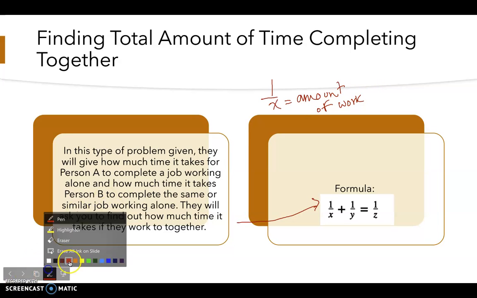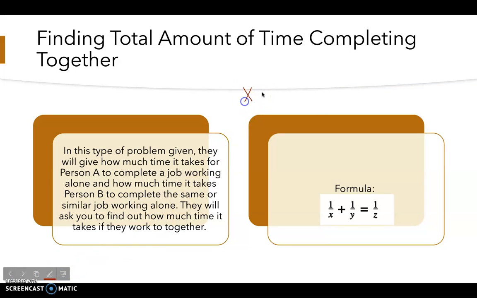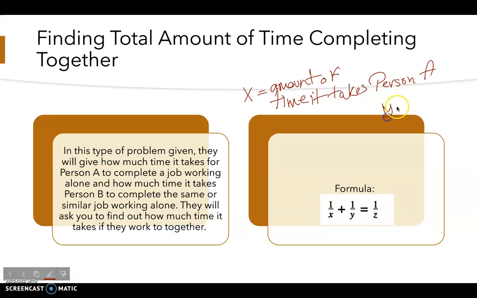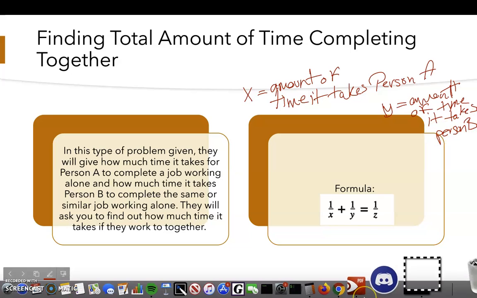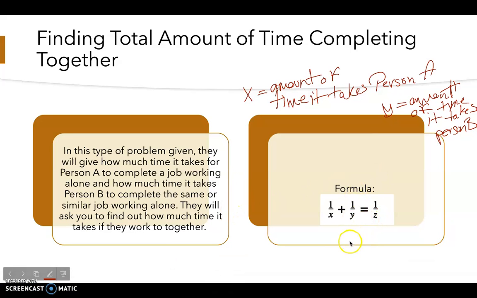Actually, I'll make this simpler for you. Let's say X equals the amount of time it takes person A to complete the job, and Y is the amount of time it takes person B, right? And then 1/Z is going to be the fraction of the amount of work that is completed, right? So now let's combine it.